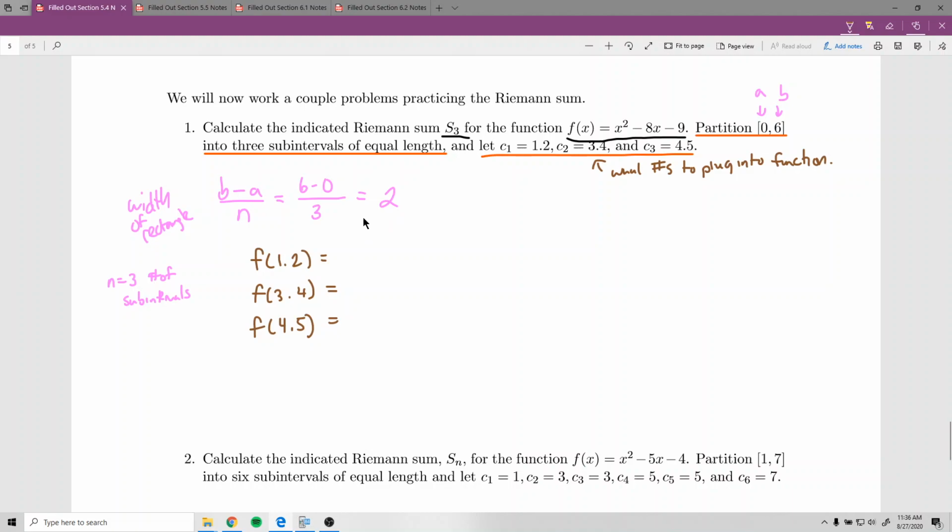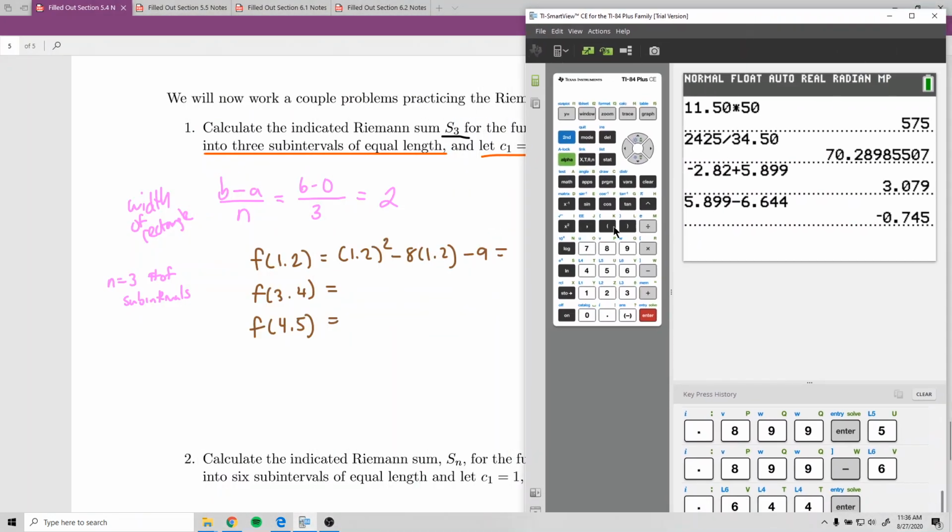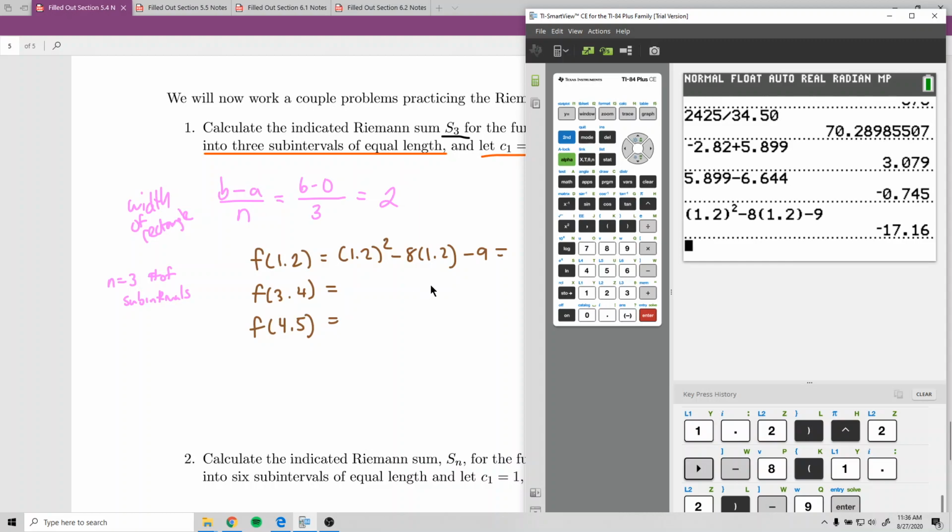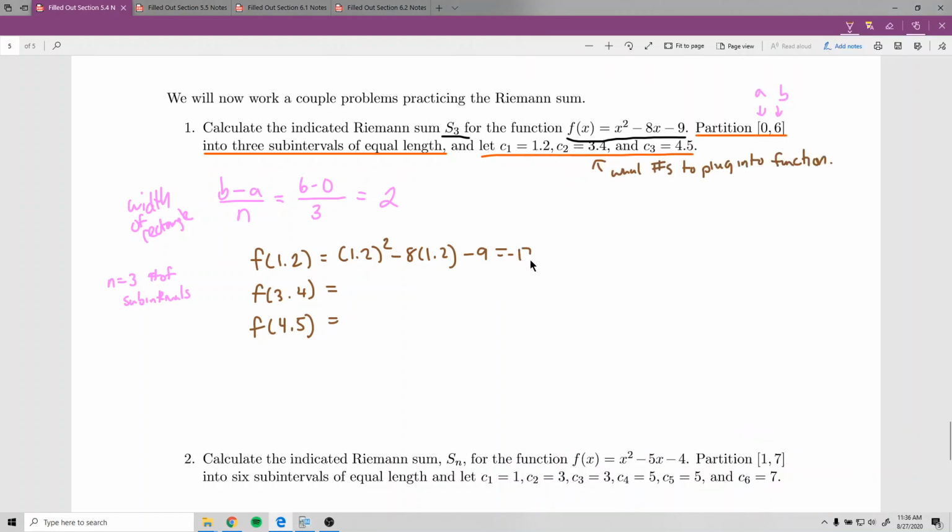All right, so x squared minus 8x minus 9, plug in 1.2. And I honestly don't know why these problems pick such nasty decimals, but it's the way a lot of them are. Well, we got our calculator for us. That'll make life a little easier. We got 1.2 squared minus 8 times 1.2 minus 9. We get negative 17.16. Now you don't need to worry about graphing this negative or positive, because the formula does the work for you.